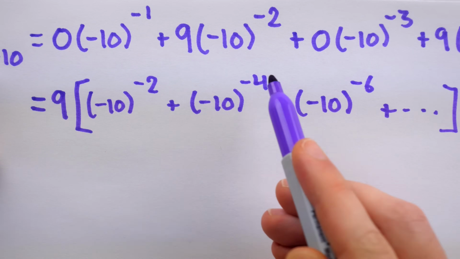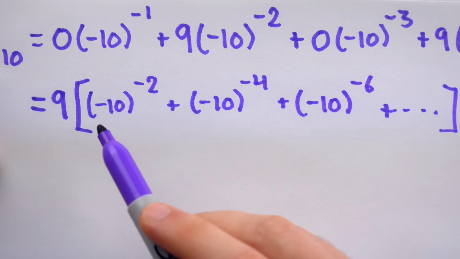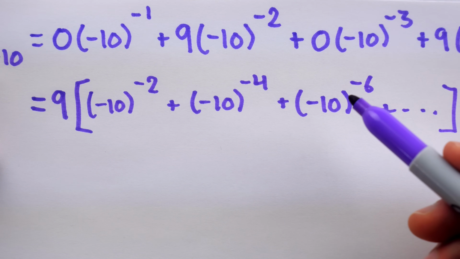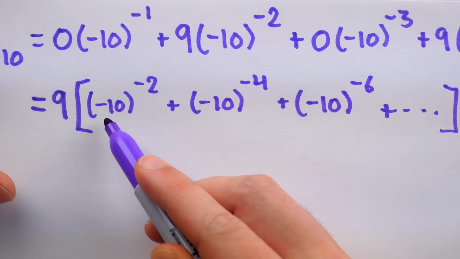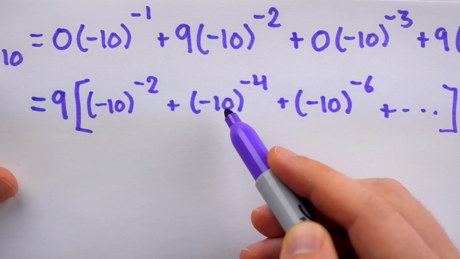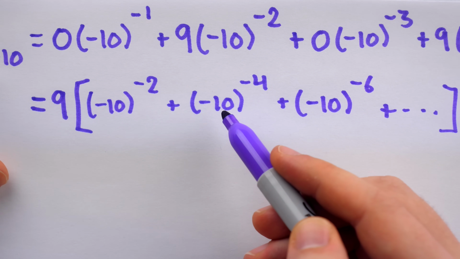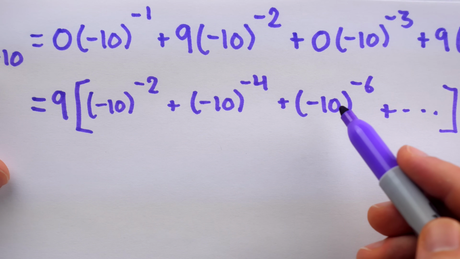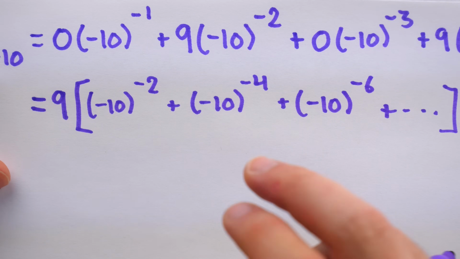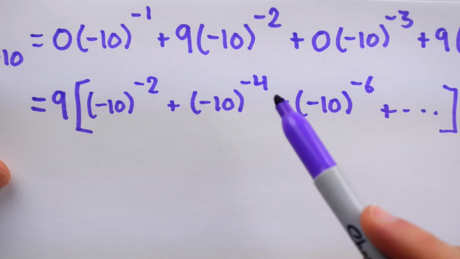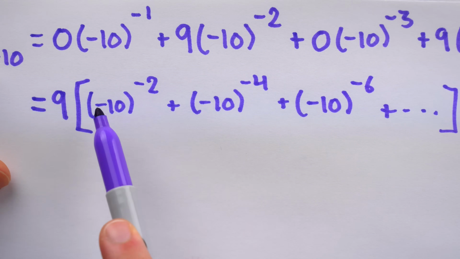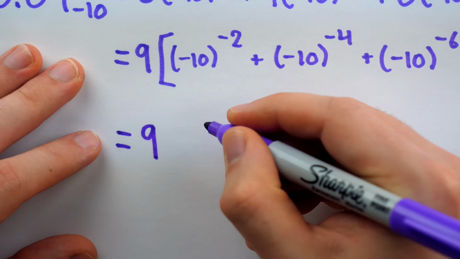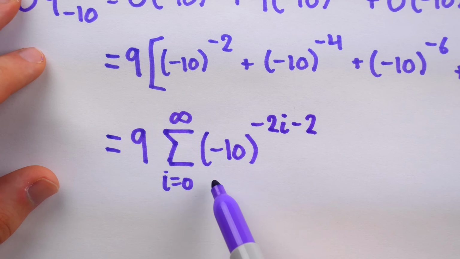In particular, this is what's called a geometric series, because each term in the sum has a constant ratio with the term before it. For example, to get from this term to this term, we would multiply by negative 10 to the negative 2. To get from this term to this term, we would again multiply by negative 10 to the negative 2. Because that ratio of negative 10 to the negative 2 is constant, this is again called a geometric series. We can write an infinite sum like this more succinctly using what's called sigma notation. And that looks like this.